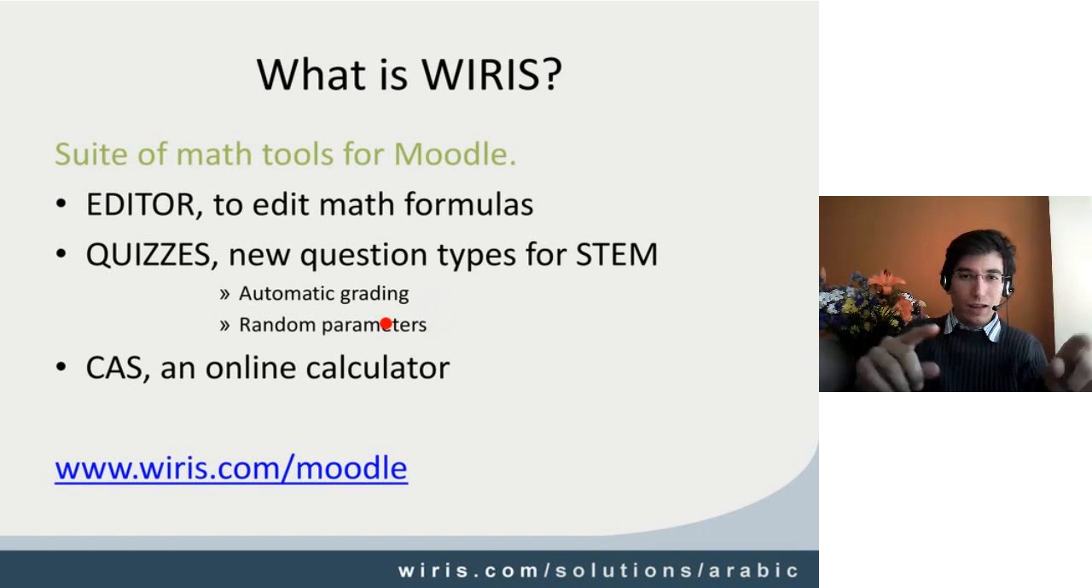And there's random parameters, so that's another key thing. So you can create questions that generate a random polynomial or a random matrix, random graphics, random plots, whichever. So that's the other tool that we do. And the third one is the computer algebra system, WIRIS CAS, which is an online calculator that is also integrated within Moodle. So that's what we're devoted to. And the latest thing, as I said, is these Arabic improvements for WIRIS editor that we'll be talking about for a few minutes.